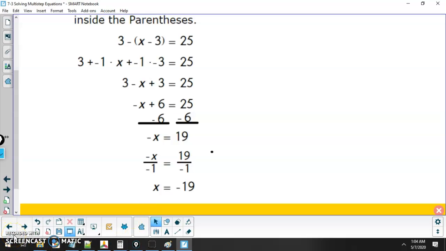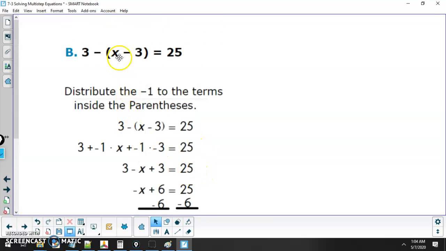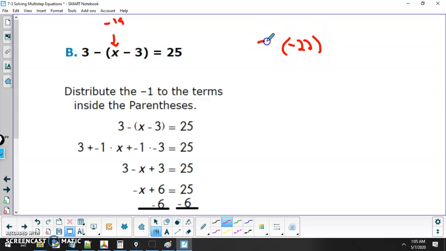Just to remind you guys, you can check your answer by simply substituting. Put -19 in here and then evaluate what it would actually be. -19 minus 3 is -22. Then if we have 3 minus a -22, the minus and the negative turn into a plus sign. They cancel each other out. And so you get the other side, which is 25. And so, voila, it checks. How nice.